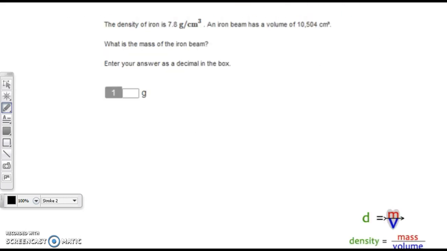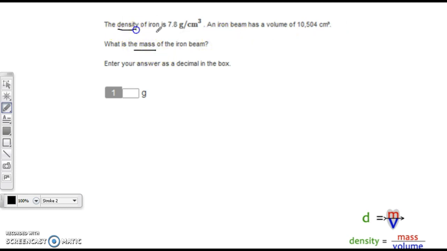Okay, the next one. The density of iron is 7.8 grams per centimeters cubed. An iron beam has a volume of 10,504 centimeters cubed. What is the mass of the iron beam?